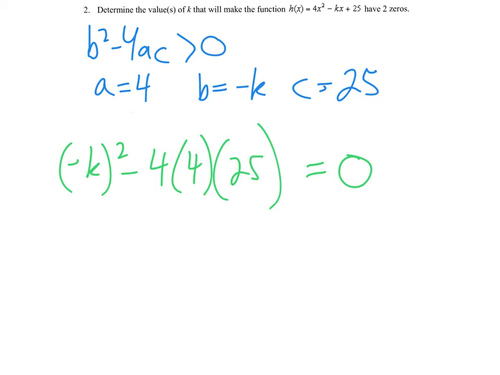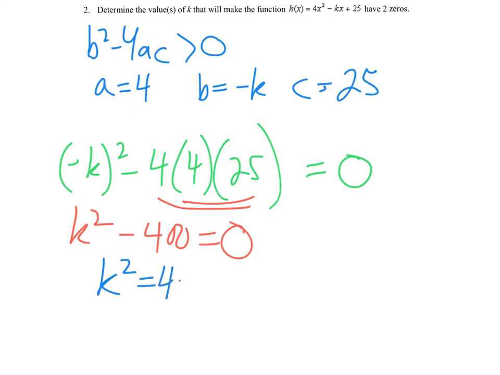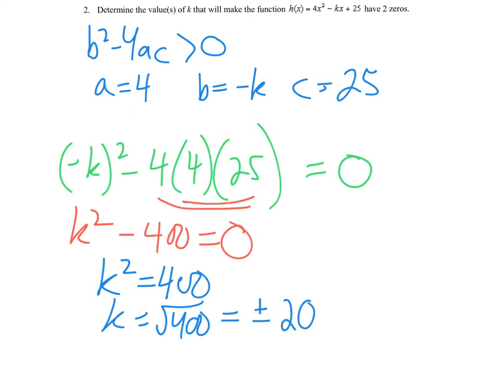So negative k squared becomes k squared minus 4 times 25. So 4 times 25 is 100. Times 4 is 400. So minus 400 equals 0. And then when we start to isolate k, we end up with k squared equals 400. And k will equal the square root of 400, which equals positive or negative 20.